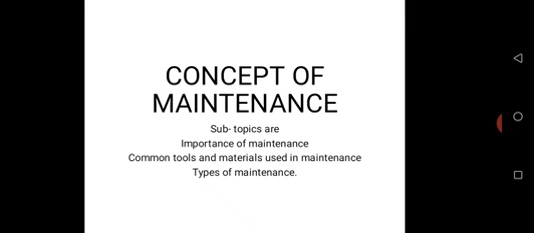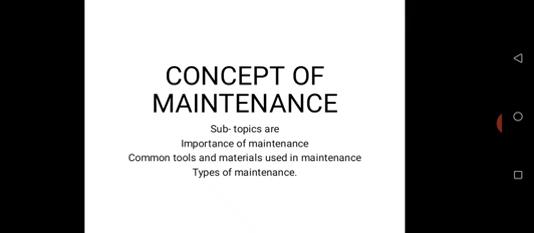This is basic technology for JSS 2. And the topic we shall be discussing this morning is the concept of maintenance. Concept of maintenance is a topic that has to do with the way we maintain our machines and gadgets to ensure that they have a longer lifespan, that they do not delay us while we are operating them, and that we enjoy value for our money on these machines. The checks and repairs that we carry out on our machines to ensure their longevity is what we call maintenance.